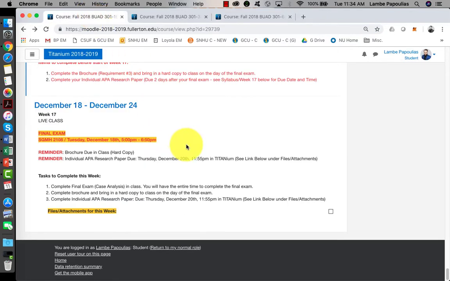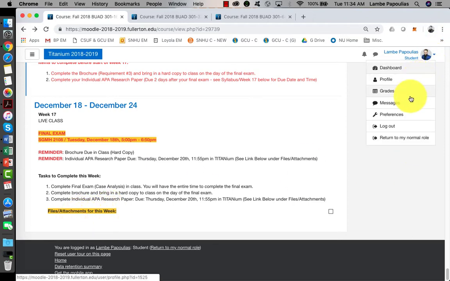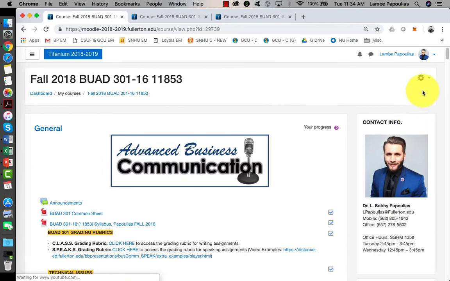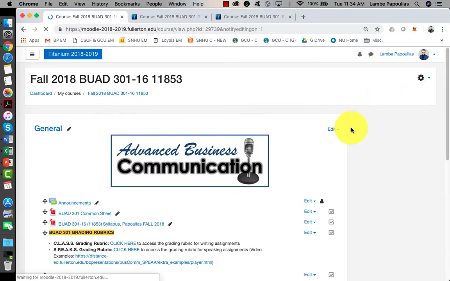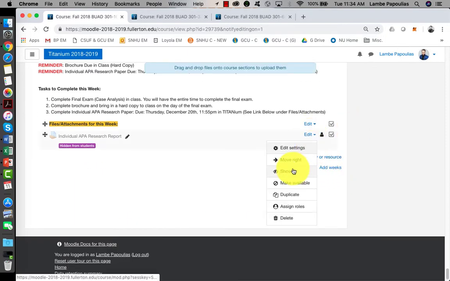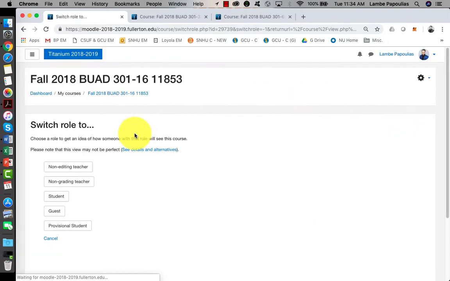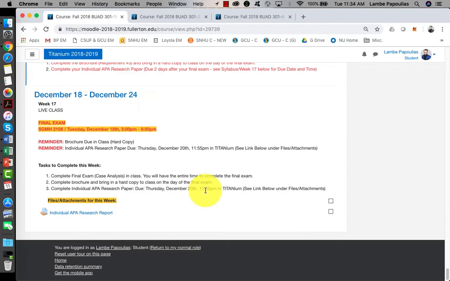And it will be due here under the files and attachments, which we can go ahead and show right now. I will show you where it will be located. You can upload your individual APA research report here by the due date for your specific class. So please make sure to upload it here, and your brochure is going to be a hard copy which you are going to bring in on the day of the final exam. So please keep that in mind.